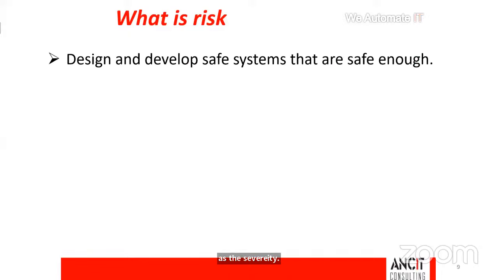Now, what is risk? So the company has to design and develop systems that are safe enough. Safe enough means that whenever you are creating some kind of ECU, you have to consider all perspectives, including failure modes. For example, when your product goes into testing mode, the actual intention of the testing team is to find as many bugs as possible so that your product will be in safer hands.